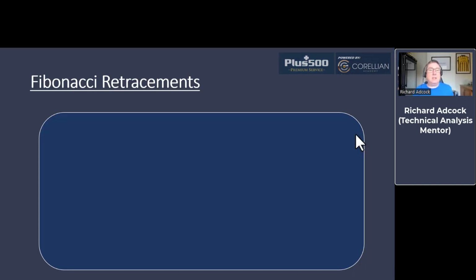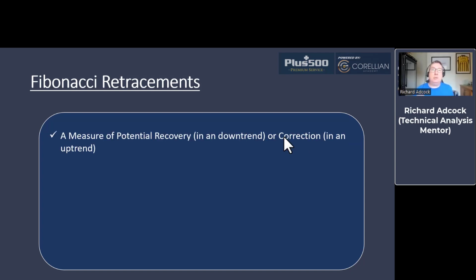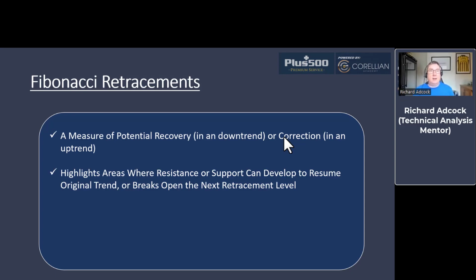So just to recap on what Fibonacci retracements are. They're a measure of potential recovery within a downtrend or a correction within an uptrend. And they highlight areas where support or resistance can develop to resume the original trend, or if we start to see these levels broken, trigger moves towards the next retracement levels.